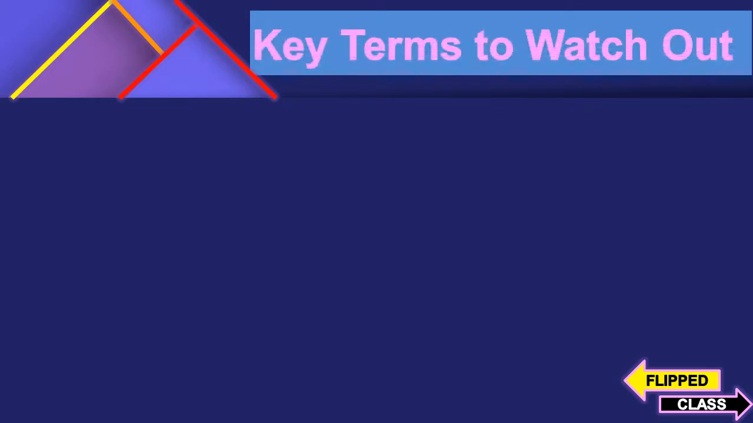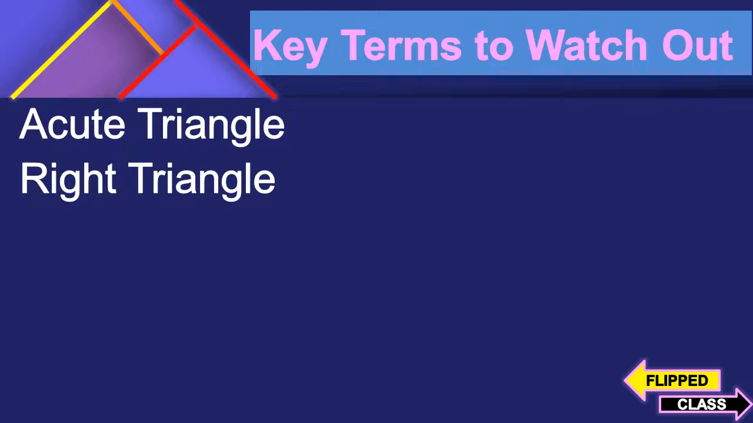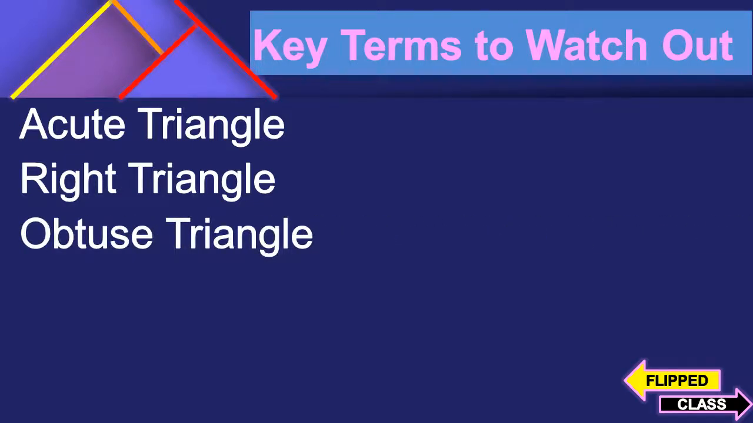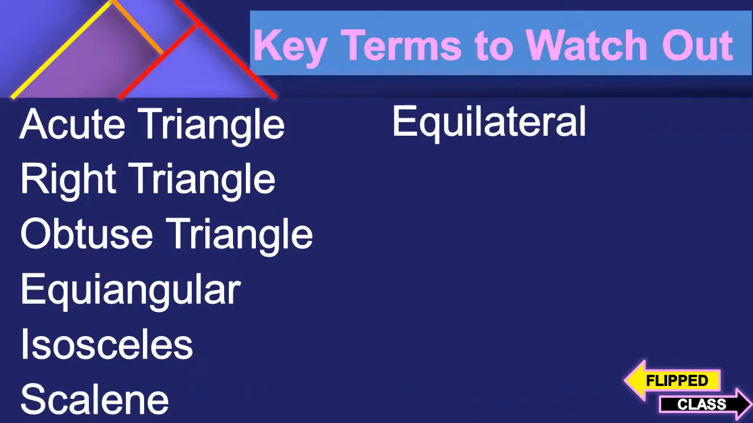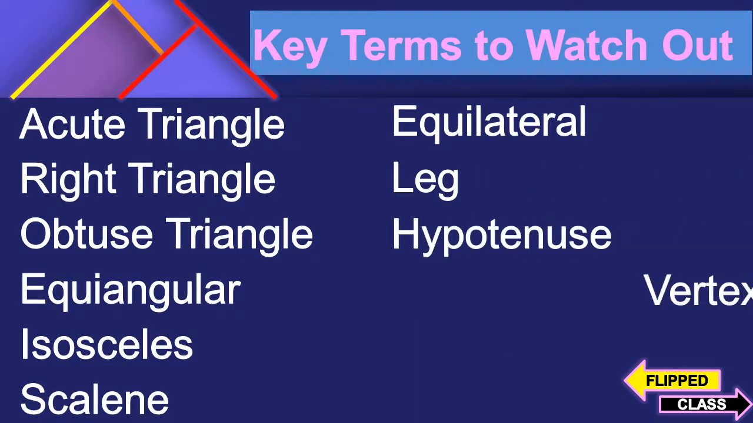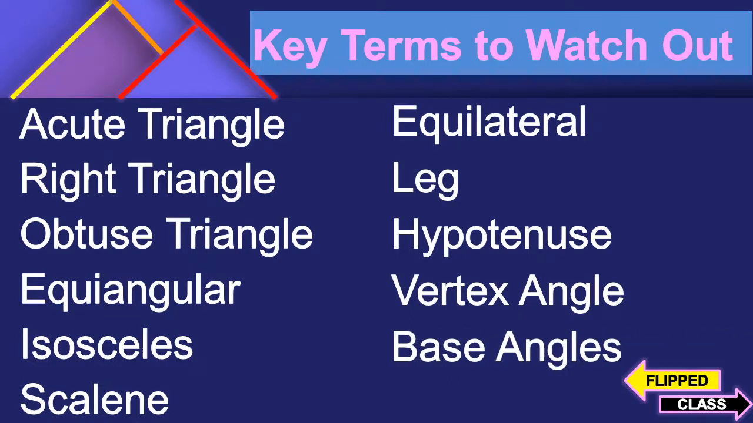Here are the key terms I need you to watch out for. We will learn what are the acute triangles, right triangles, obtuse triangles, equiangular triangles, isosceles triangles, scalene triangles, equilateral triangles, including what are the legs, hypotenuse, the vertex angles, and the base angles.